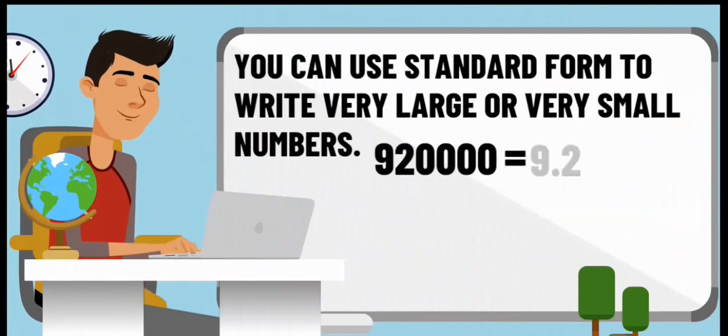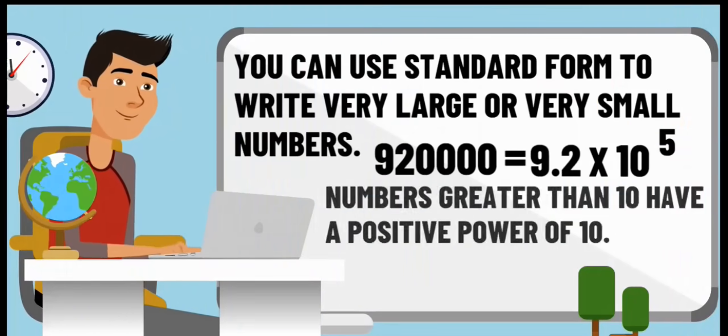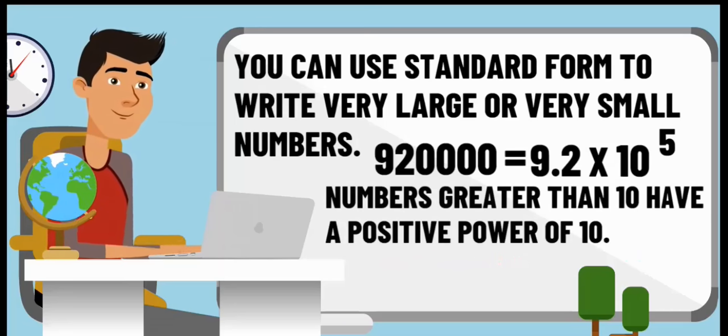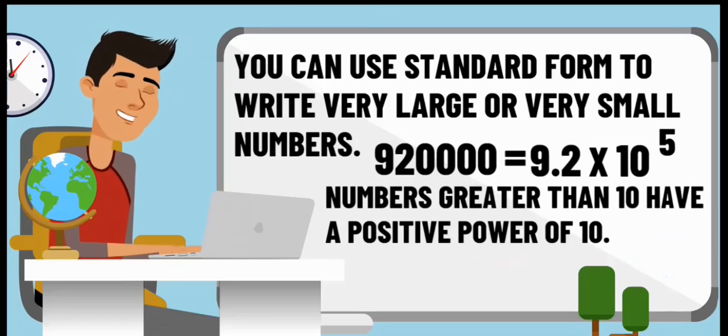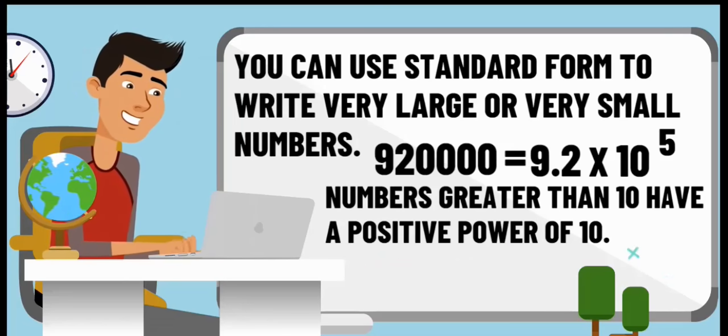You can use standard form to write very large or very small numbers. 920,000 equals 9.2 times 10 to the power of 5. Numbers greater than 10 have a positive power of 10.